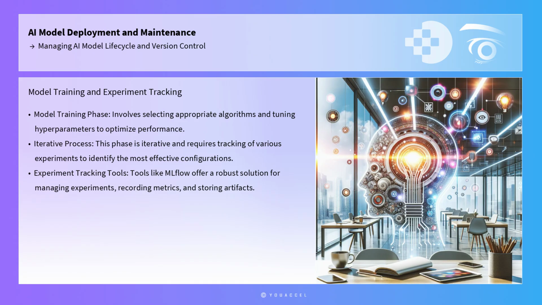Once data is prepared, the model training phase involves selecting appropriate algorithms and tuning hyperparameters to optimize performance. This phase is iterative and requires tracking of various experiments to identify the most effective configurations. Experiment tracking tools like MLflow offer a robust solution for managing experiments, recording metrics, and storing artifacts, thereby enabling data scientists to systematically compare model performance across different runs.